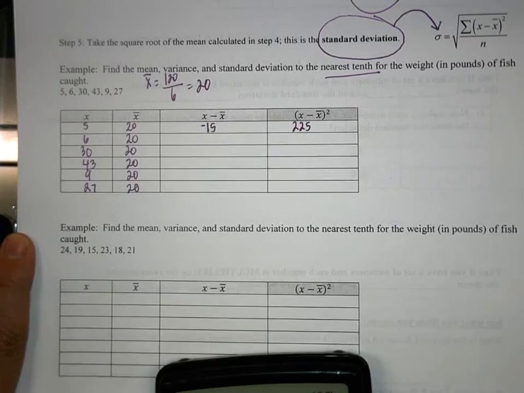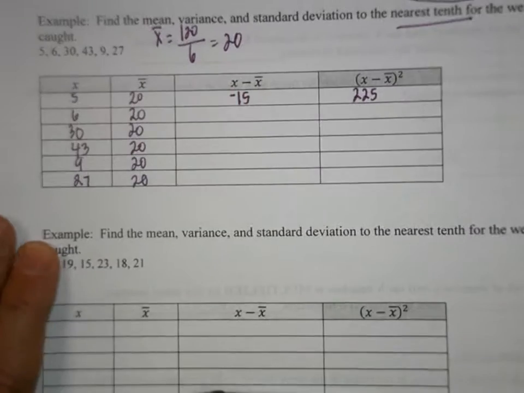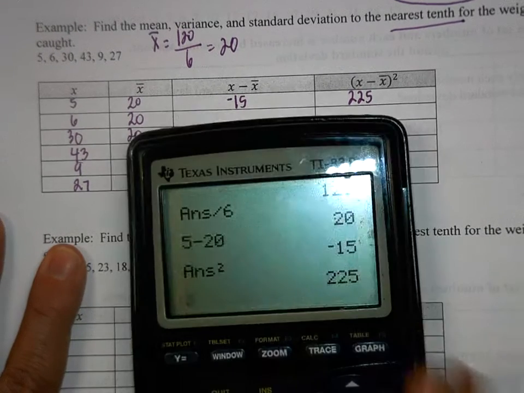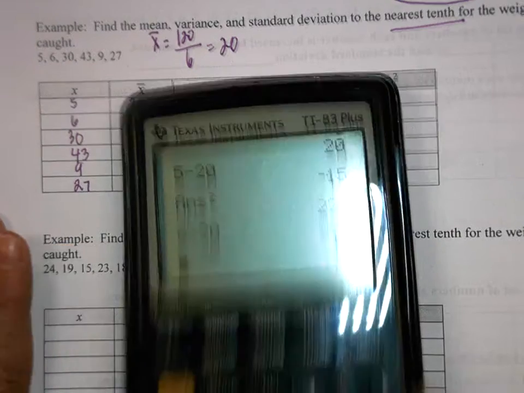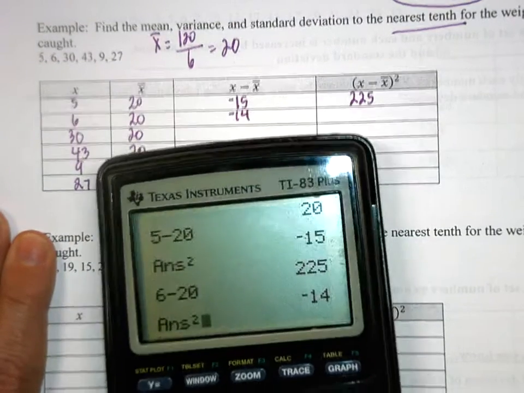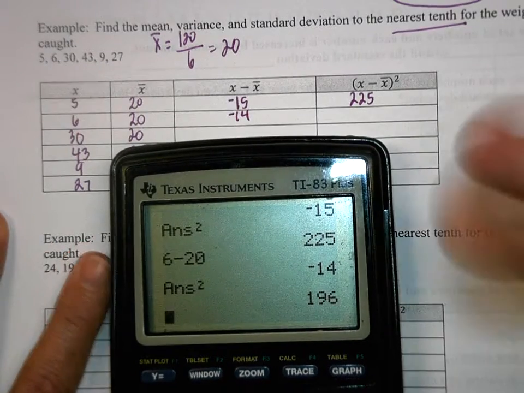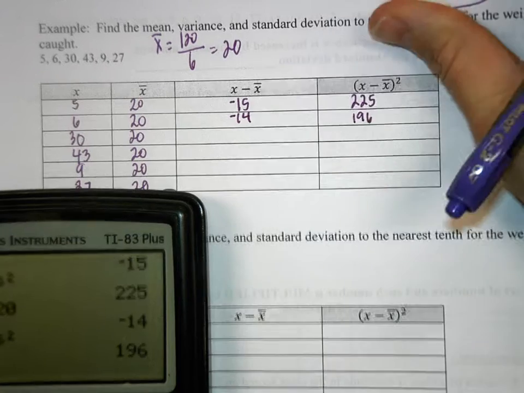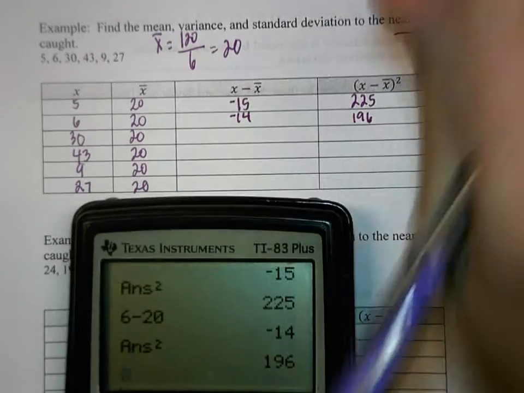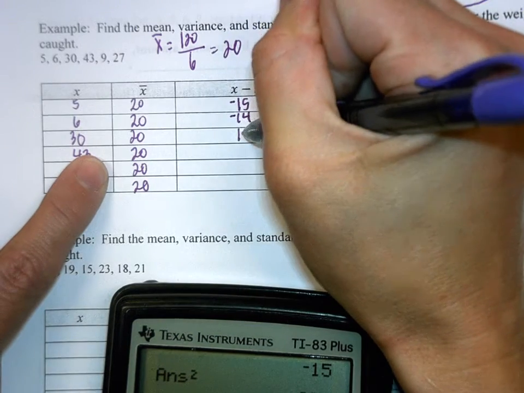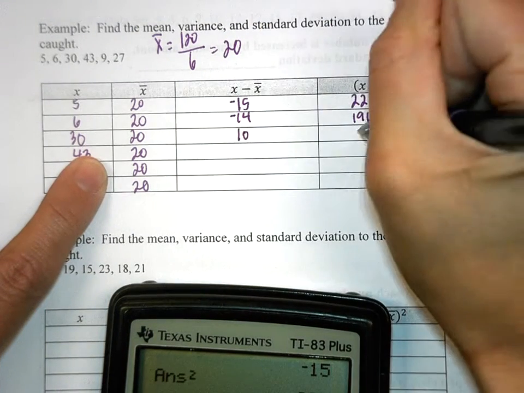Do I need to make this larger for some of you? Yes? Okay. Is that better? Okay, so we're going to do it again. I'm going to go 6 minus 20, which is negative 14. And then we square negative 14 and get 196. Okay, so next we have 30 minus 20, which would be 10. And 10 squared is 100.